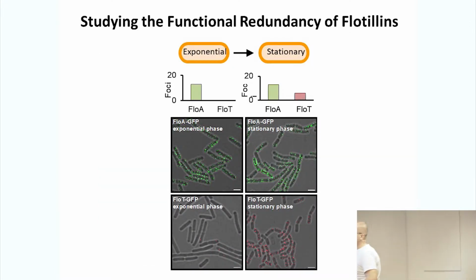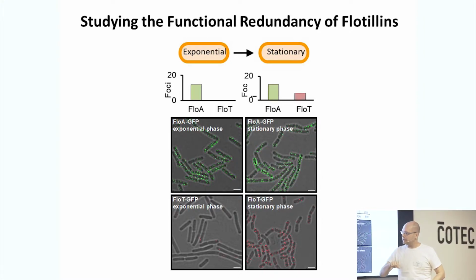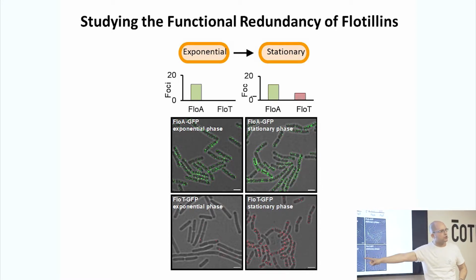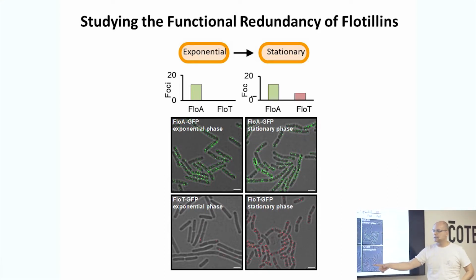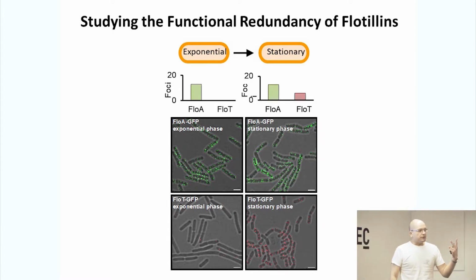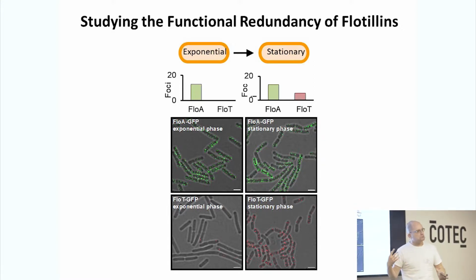You see, this is FloA with GFP. This is FloT. We have two different pictures: exponential, when cells are growing exponentially, there is a lot of food, they're happy; and stationary, where there is no food, so cells are starving. The difference between the two flotillins, FloA and FloT, is that we see expression of FloA in foci.